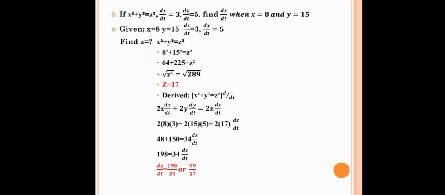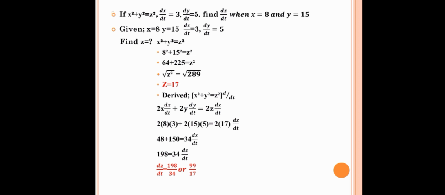Since we are now given x and y, we are just going to find z. To formulate that, we will use again the Pythagorean theorem, which is x squared plus y squared is equal to z squared. Substitute all the values we have. 8 squared plus 15 squared is equal to z squared.